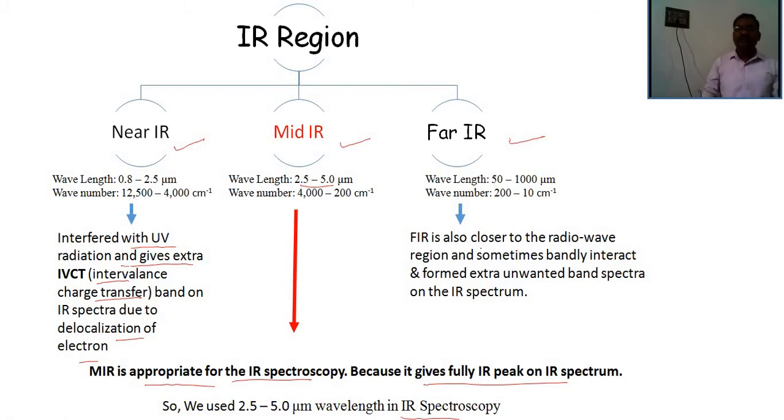Next we consider the far IR region. The wavelength is from 50 to 1000 micrometer. The wave number is 200 to 10 per centimeter. The far IR region is also closer to the radio wave region and sometimes they interact and form extra unwanted band spectra on the IR spectrum.